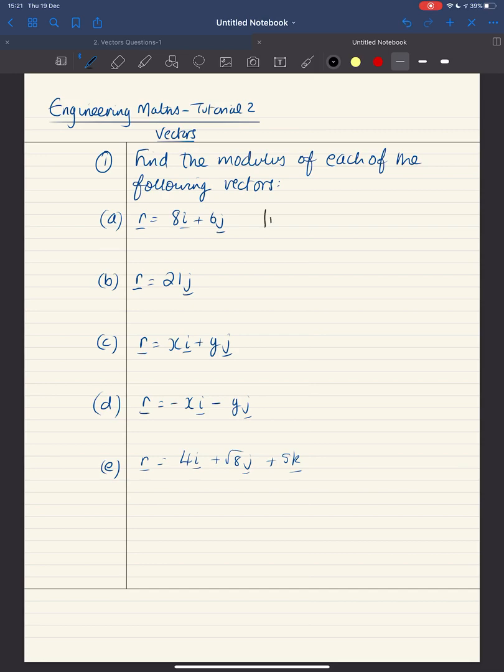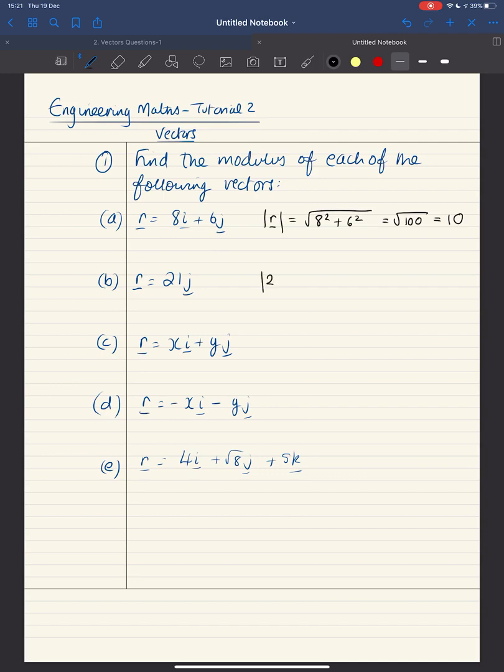We use Pythagoras to get this. The modulus of r is the square root of each component squared and added together. You do that on your calculator, it'll come up with the square root of 100, which is 10.